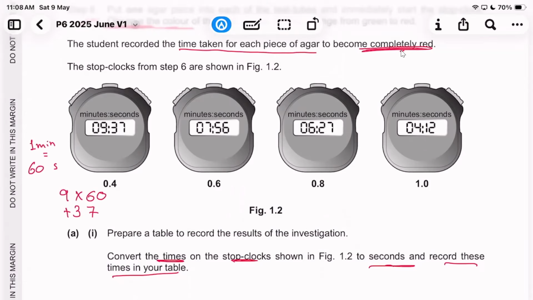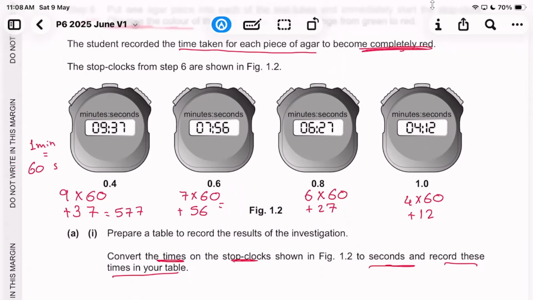Second one, 7 multiply 60 plus 56. Third one, 6 multiply 60 plus 27. 4 multiply 60 plus 12. And finally, the result, we have to put it in the table. The first one equals 577.